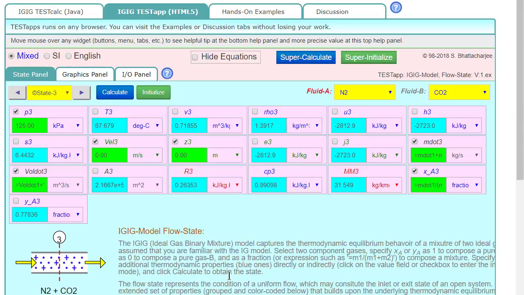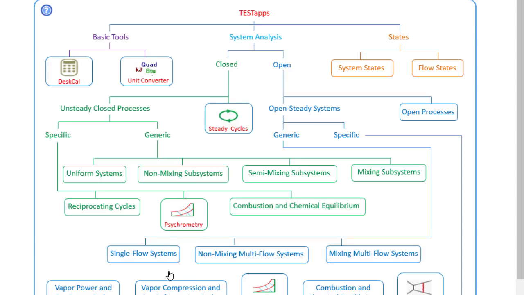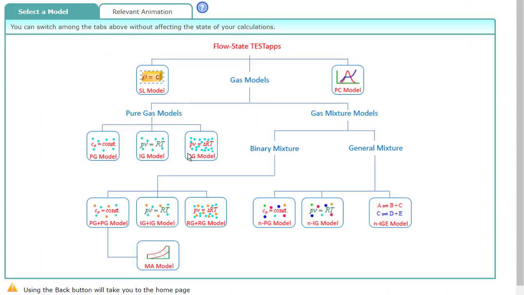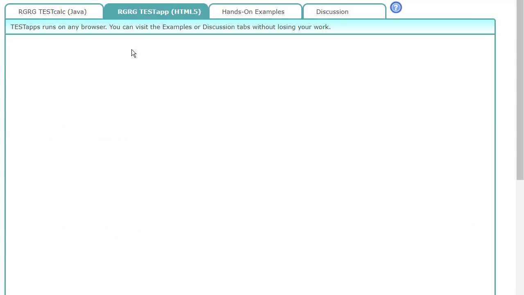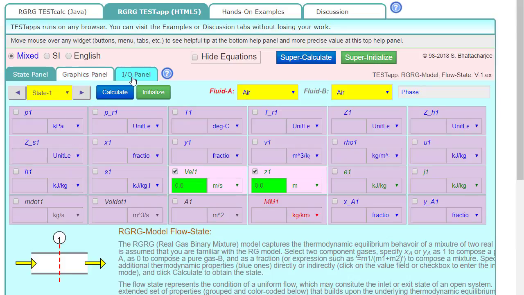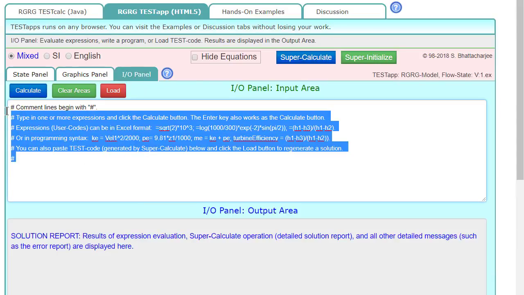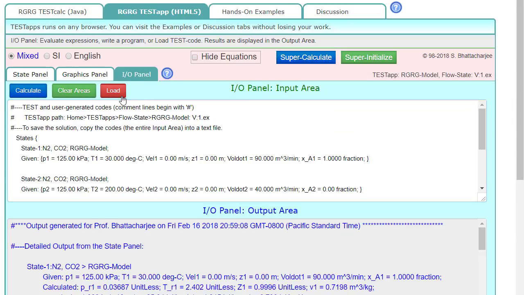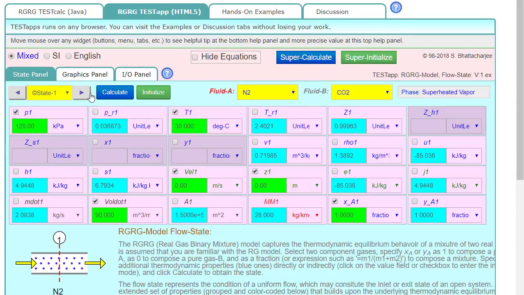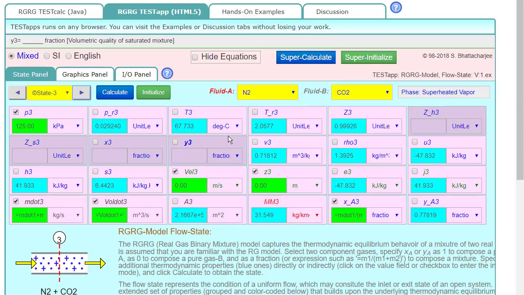Right, and then same thing for the RG model. You could just enter all the properties again, or simply paste this code in to easily compare answers. So paste, load, super calculate, and then state 3. We get about 68 degrees Celsius again.